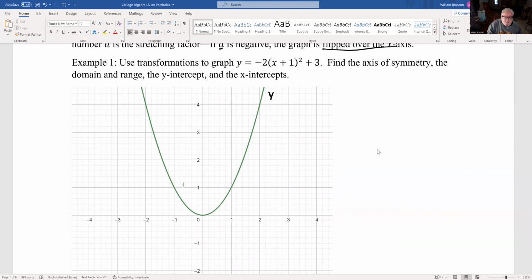So this is the graph of y equals x squared, and it's got three special points: (0, 0), (1, 1), and (1, -1). What's going on here? The plus 1, that means move left 1 unit. So these points move to here, here, and here. The minus 2, flip and stretch by a factor of 2.